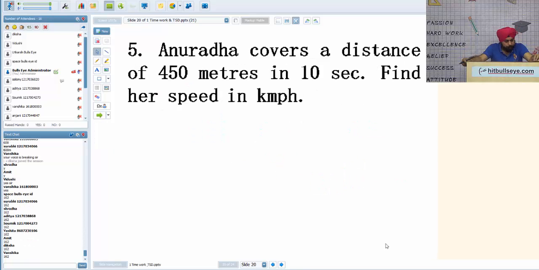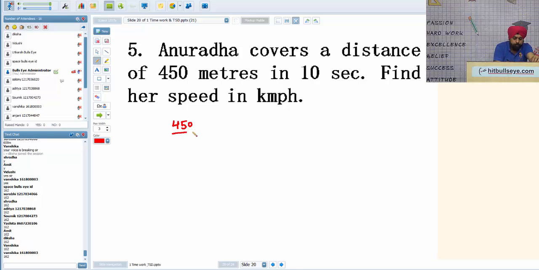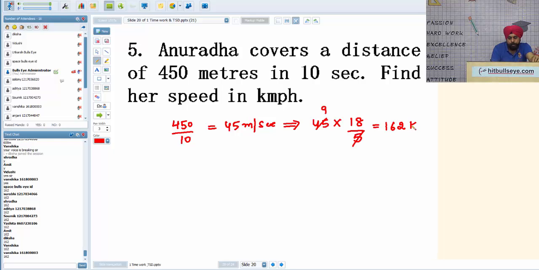Answer this. Perfect. So students, Anuradha covers 450 meters in 10 seconds. So speed is equal to distance divided by time. So it is 45 meters per second. Now if you want to go from meters per second to kilometers per hour, you need to multiply by 18 by 5. So it is 162 kilometers per hour. All are clear? Okay, moving on.